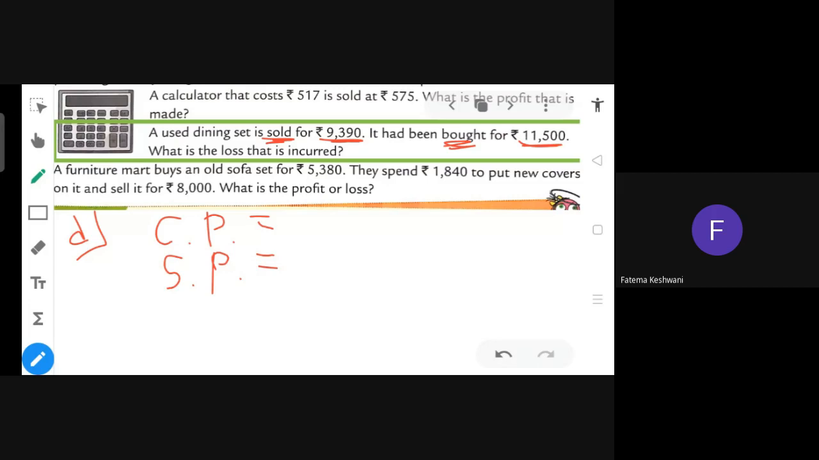But I want more girls to answer next time. Or ask me your doubt if you still don't know. I have translated also. But still, do you have a doubt in this? The meaning of sold, bought, cost price, selling price. That's why you are not saying anything.